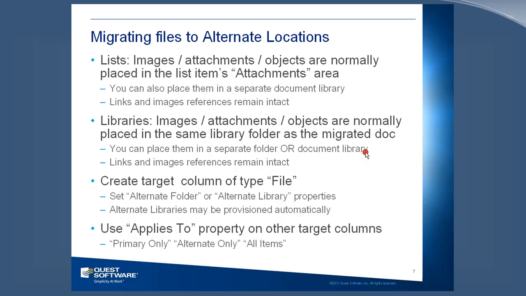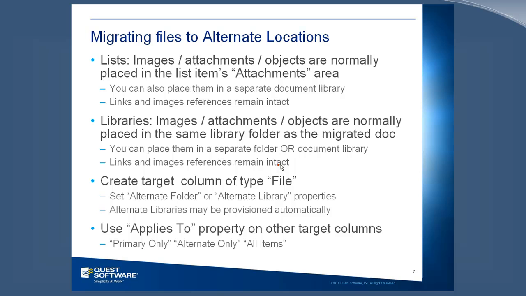So for example, I'll show you later, we might be generating a bunch of Word documents, putting them in one library, but all the attachments inside the Word documents might be put into a different library, your shared documents or your site assets library. And again, we keep all the links intact between the rich text parts and the various pieces.